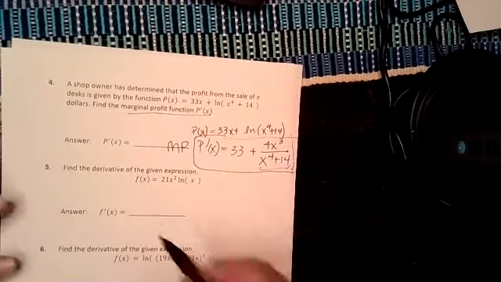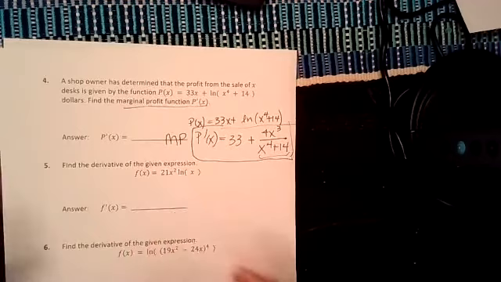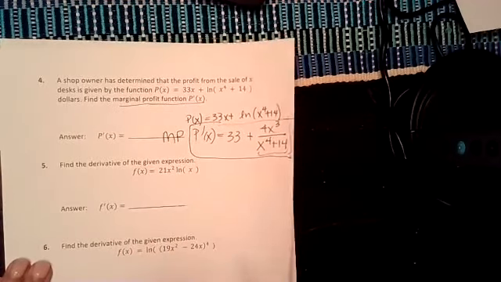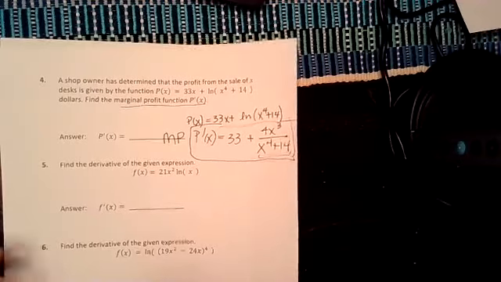Okay, all right. So now find the derivative of the expression. Let me write this on a different sheet of paper. 21x squared times the ln of x.